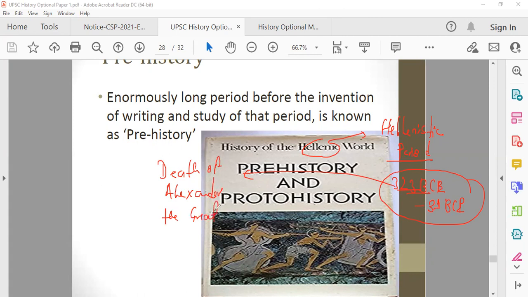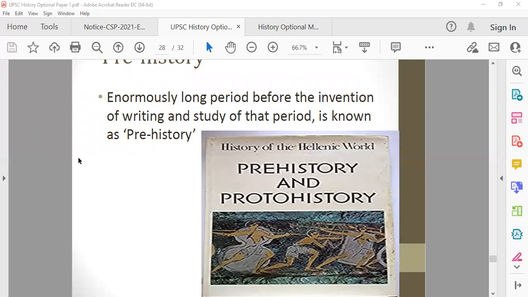And 31 BCE is the foundation of the Roman Empire. So this is from the context of Greek people we are talking about, the Hellenistic period. Death of Alexander the Great to the Roman Empire, this whole period is known as the Hellenistic period. No need, that is not going to be asked in UPSC. I've just told you.